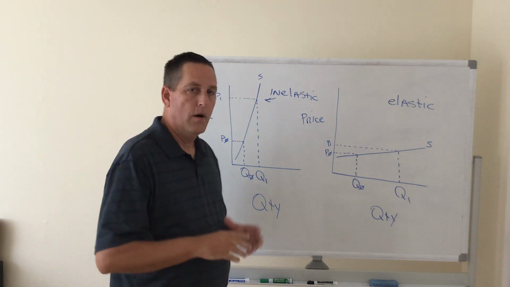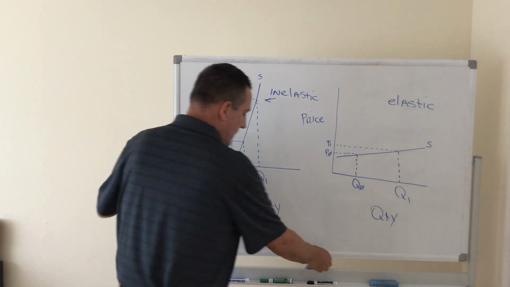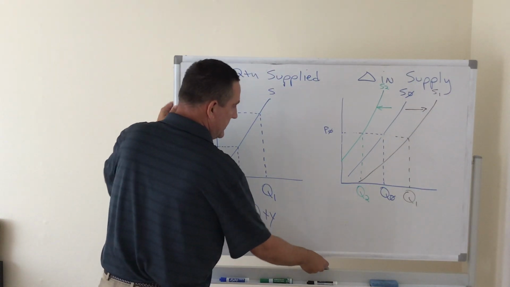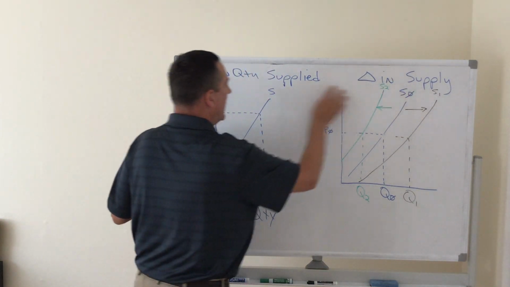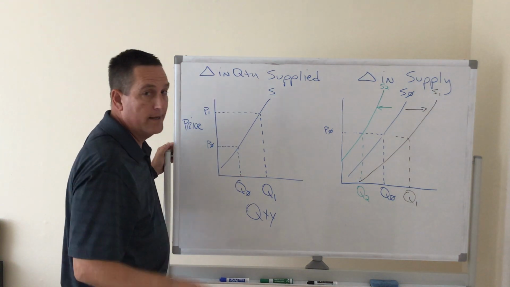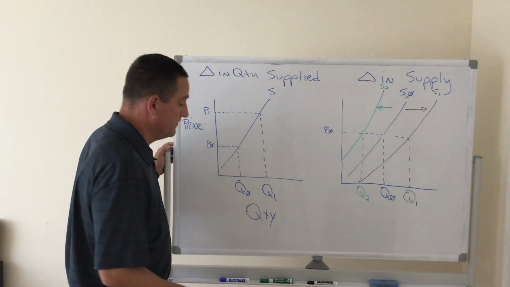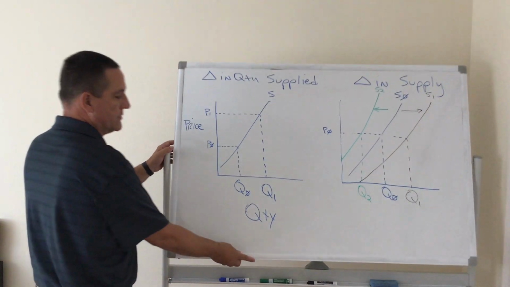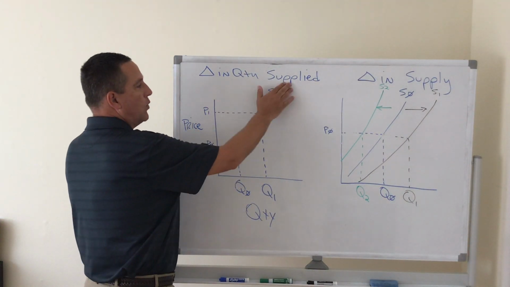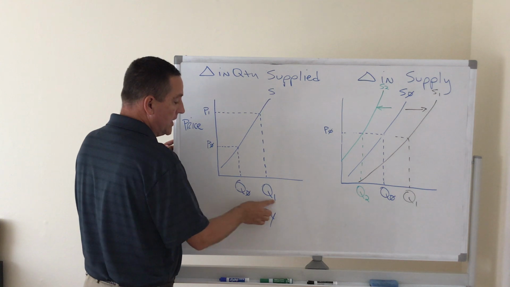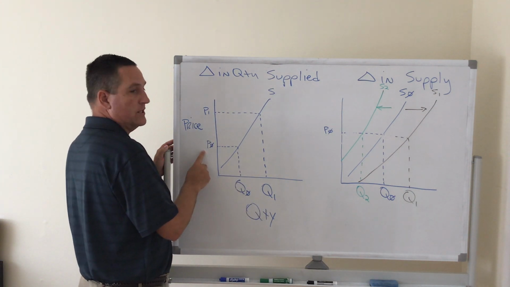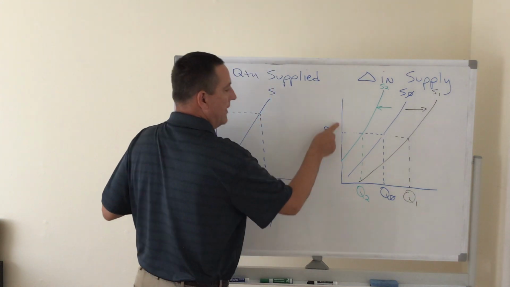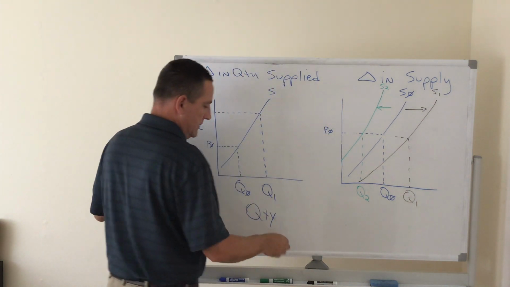Okay? All right, so to summarize this video, we looked at the difference between a change in supply and a change in the quantity supplied. That's one of your essay questions. Okay? And then we looked at the elasticity of supply. Let me backtrack. A change in the quantity supplied, the quantity is changing because the price changed. Change in supply, the quantity is changing but at the same price.